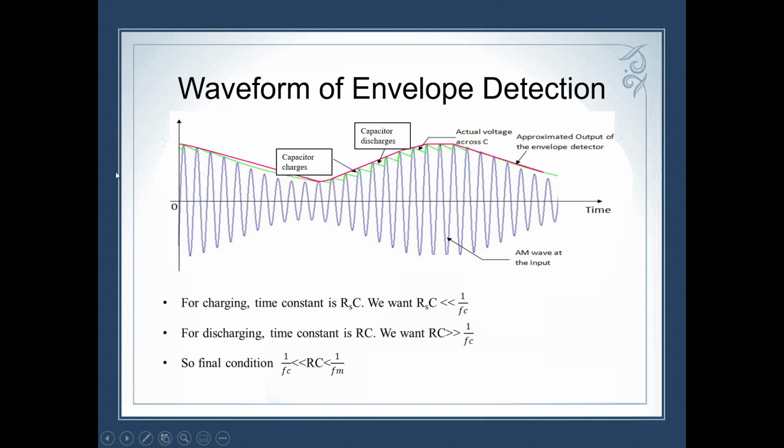So finally, we get this green waveform as our output, and this red waveform is our approximated output. We can easily say that this red waveform is our modulating signal. So finally we get our output, the modulating signal, by envelope detection.